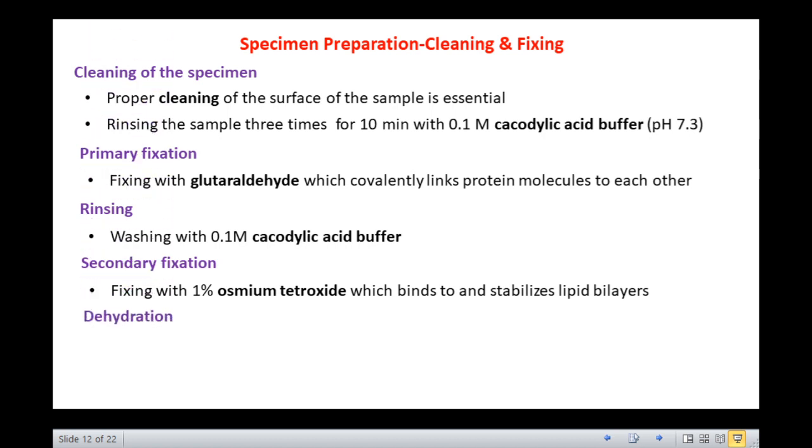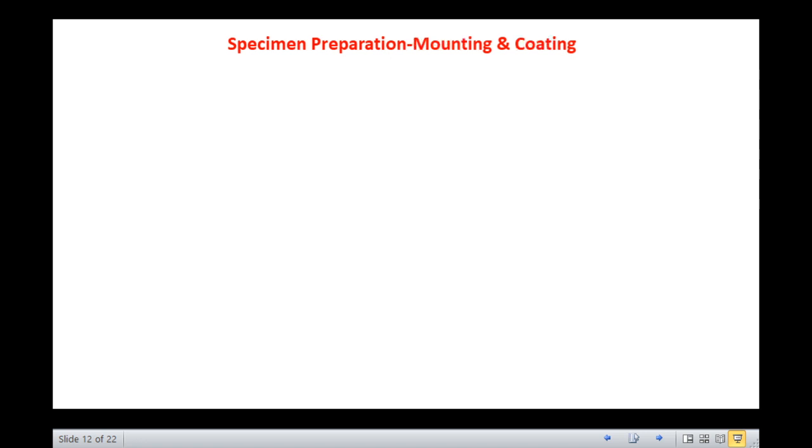Dehydration. Complete dehydration is brought about by alcohol or acetone. Generally, the sample is exposed to 50% ethanol for 5 minutes, 70% for 10 minutes, 80% for 10 minutes, 90% for 15 minutes, and 99.9% for 20 minutes. This process allows the water in the sample to be slowly exchanged through liquids with lower surface tension. The next step is drying.